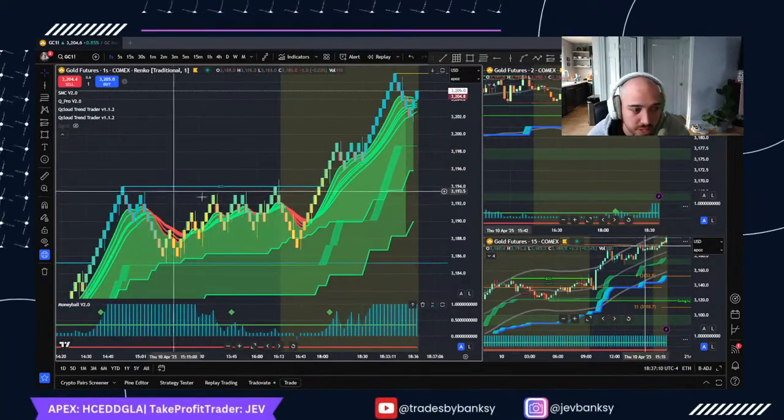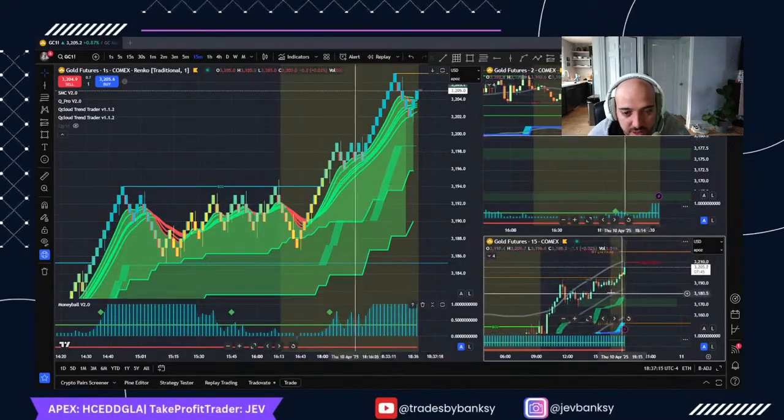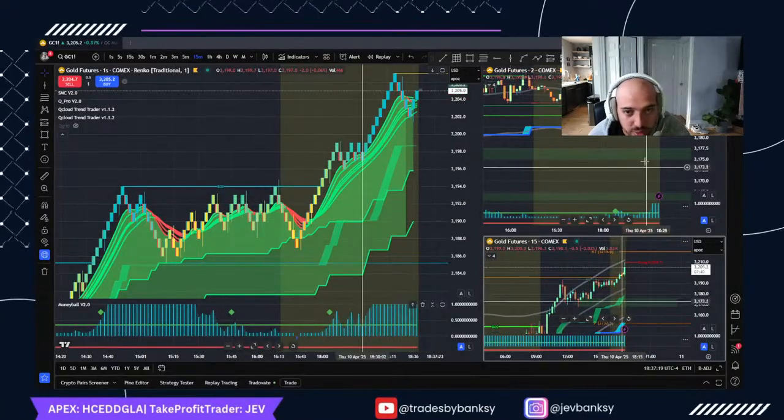Maybe we don't take trades here, because what do we have here? If we're looking on the right side, we have a 15-minute. We have our pivot point here. We also have a high where we previously rejected at.